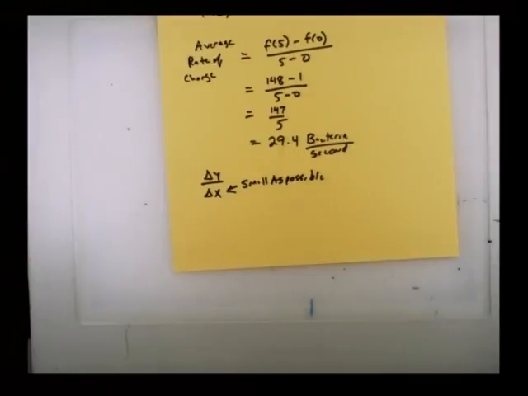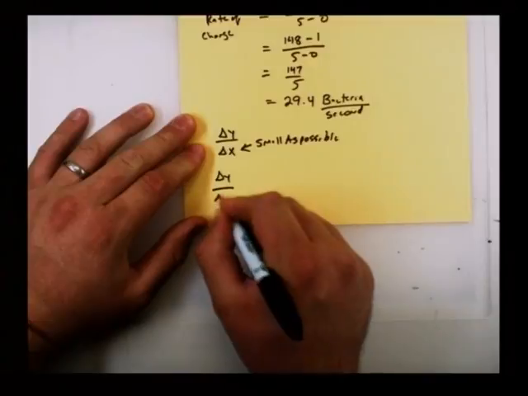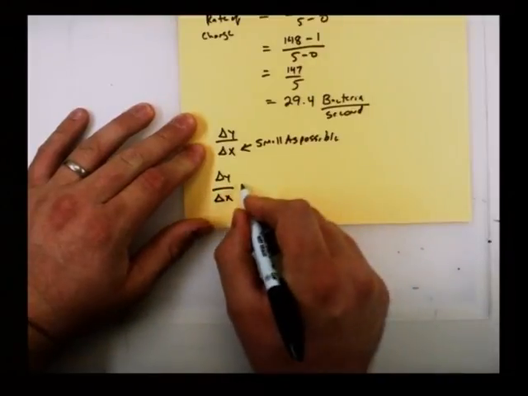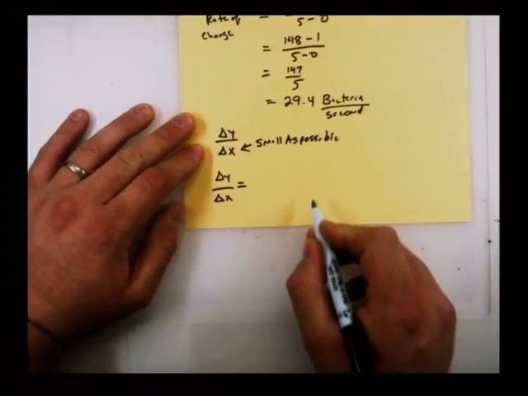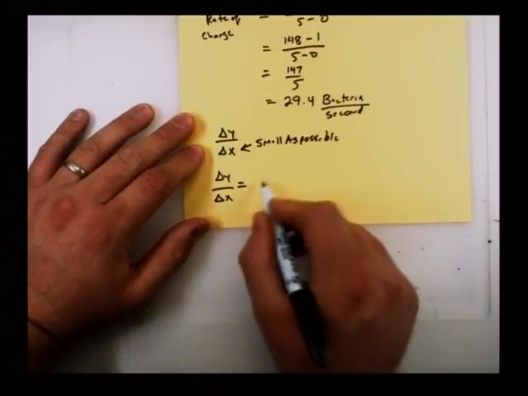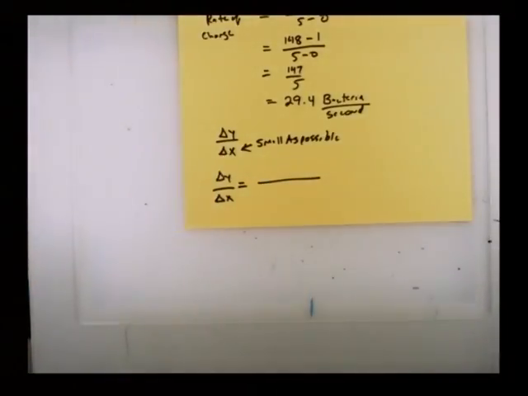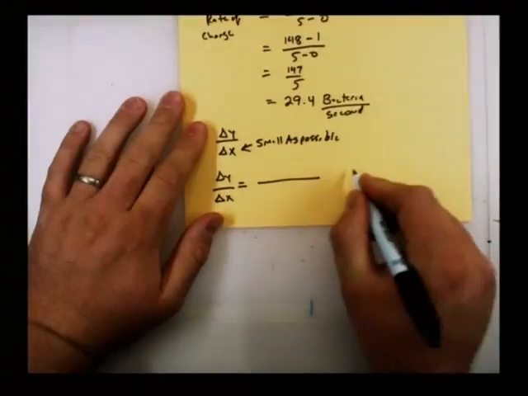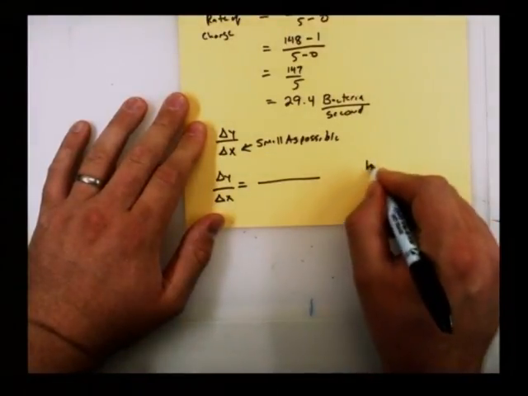Let's talk about how we do that. Let's set up our equation and set up our formula. So our change in y over our change in x. We want to find a point very close to 5. So we want to be very, very close to 5. So I'm going to call the difference between our point and 5 h.